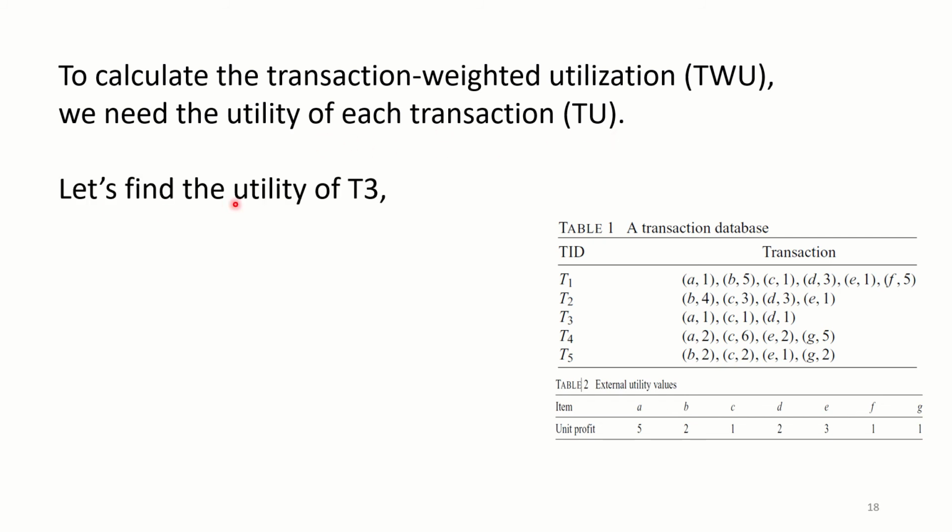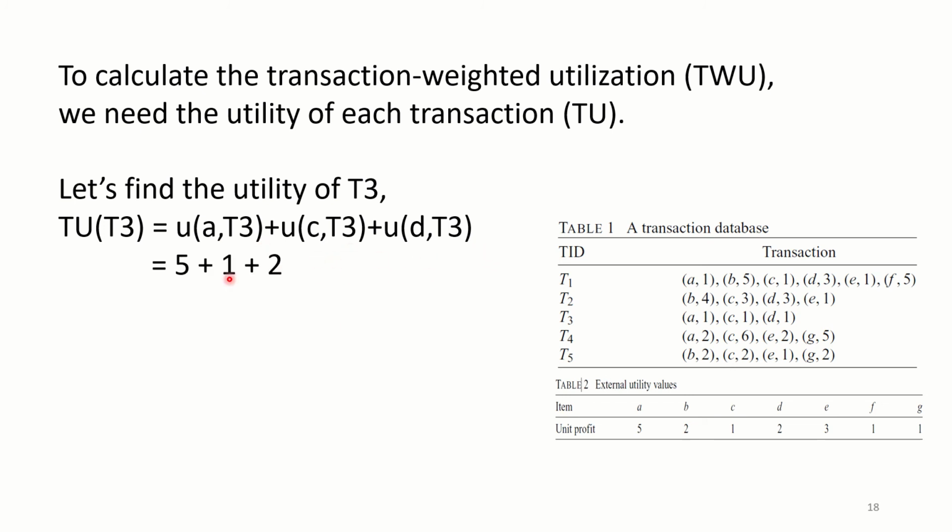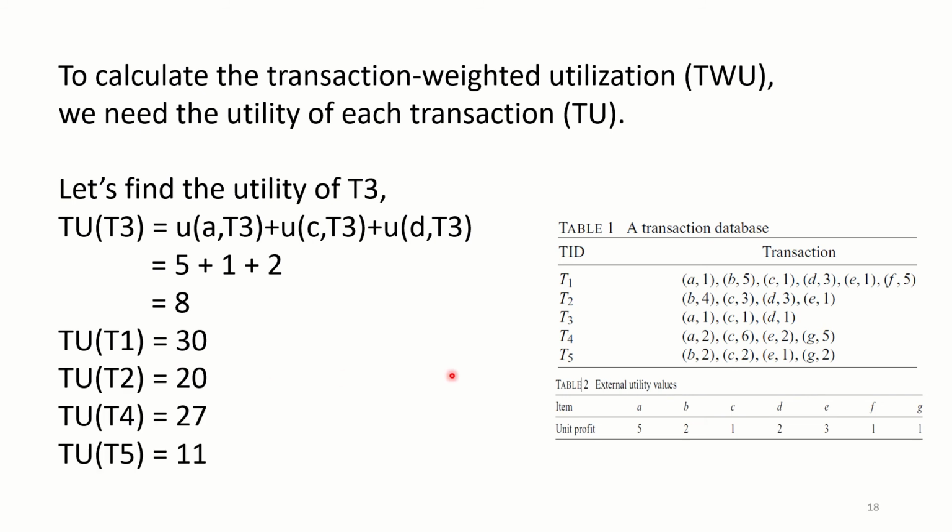So let's find the utility of T3. The utility of T3 would be the utilities of A, C, and D. So utility of A in T3 plus utility of C in T3 plus utility of D in T3, it would be the added utilities, and it would be 8. And similarly, we can also get the utility of T1, T2, T4, and T5.